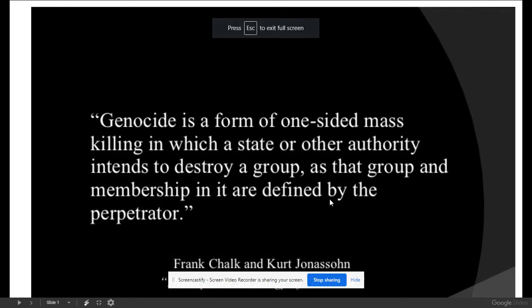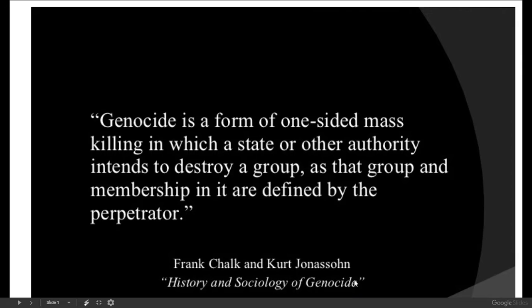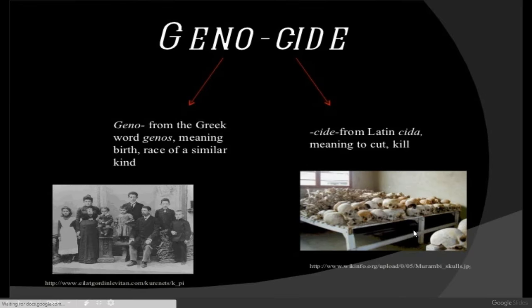We're going to be learning about the patterns of genocide and connecting it to our novel, The Giver. Genocide is a form of one-sided mass killing in which a state or other authority intends to destroy a group as that group and memberships in it are defined by the perpetrator. So remember, the reason that we study history is so that we do not allow it to happen again, even the most heinous events such as genocide.